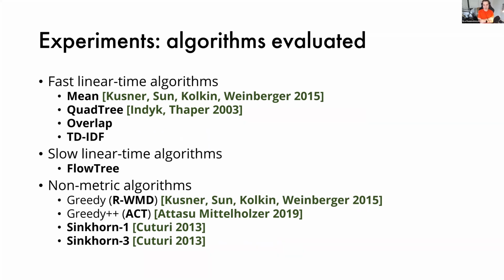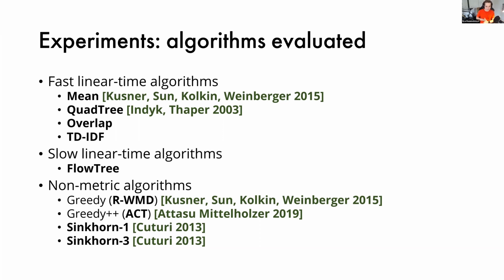There are also 2 other baselines that I didn't mention. Let's not spend time on it, it doesn't matter. On the opposite side of the spectrum, there are these non-metric algorithms where we write down the matrix of costs explicitly and do something with it, like greedy or maybe the Sinkhorn iterations. So they're slow, and they're quadratic time at least. So FlowTree falls in between.